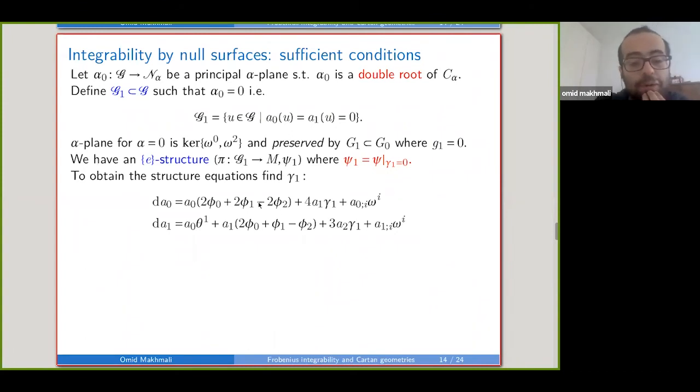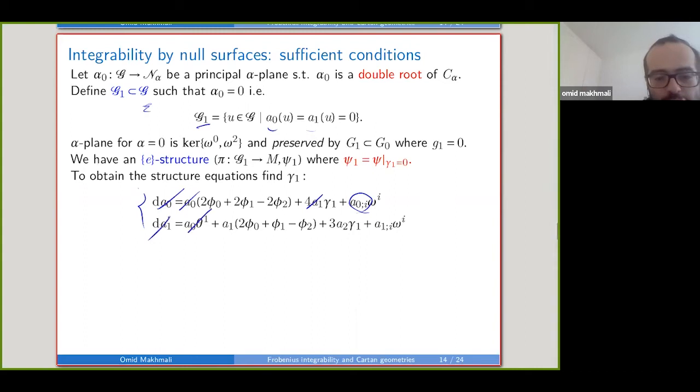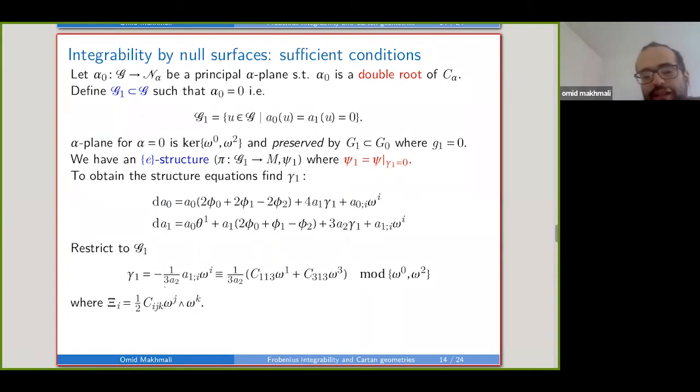If you want to find the expression for gamma one, we use these two, which someone may call Bianchi identities, or the exterior derivative of A1 and A0 on the principal bundle G. They are written this way. If you're working on G1, then this is zero, this is zero. These are called coframe derivatives, and they are also zero because this is also zero. On G1 we assume these are zero, but we are assuming that it's a double root, so this is non-zero. This way, we exactly find what gamma one is. But these are no longer coframe derivatives of A1, because A1 is now zero here. They don't have that interpretation anymore.